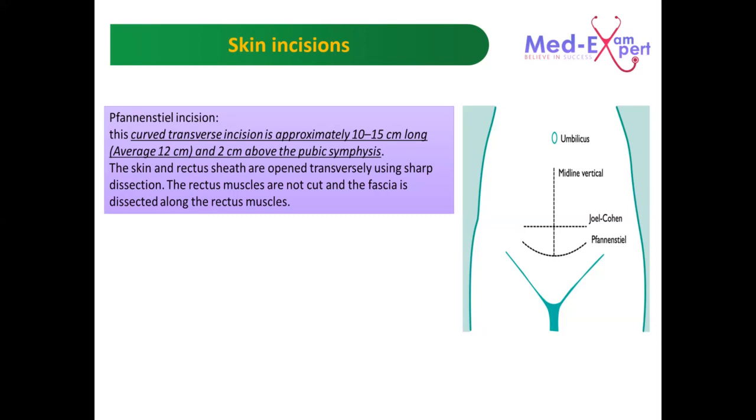Again, the Pfannenstiel incision is a transverse incision, approximately 10 to 15 centimeters long, with an average of 12 centimeters, and 2 centimeters above the symphysis pubis. This is the most important point that you need to know about the Pfannenstiel incision. In this way of opening the abdomen, the skin and the rectus fascia are opened transversely using sharp dissection. The rectus muscles are not cut, and the fascia is dissected along the rectus muscle.